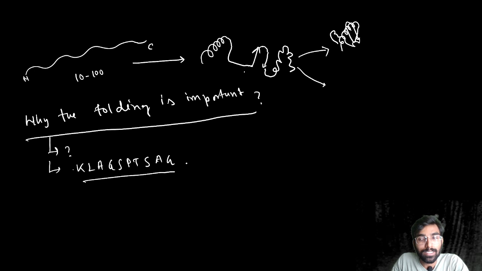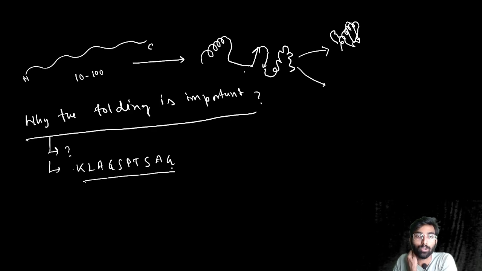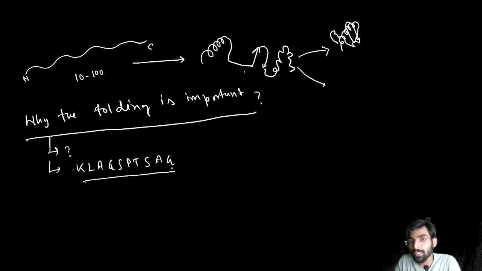So the folding pattern is really important, or maybe one enzyme. Suppose in an enzyme you want the active site, and depending on the folding, the active site will be accessible, so that it can convert the substrate to product, right? But if your folding is different, then the active site will not be exposed and your substrate will never be converted to the product. That's why folding is important.